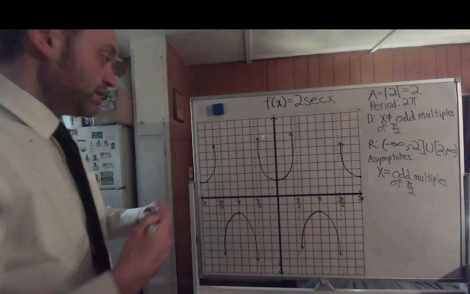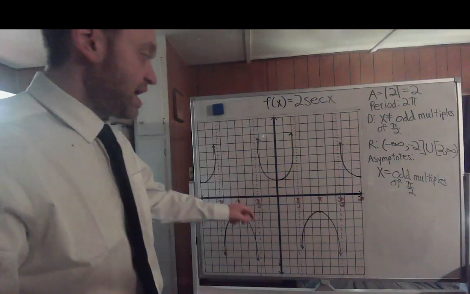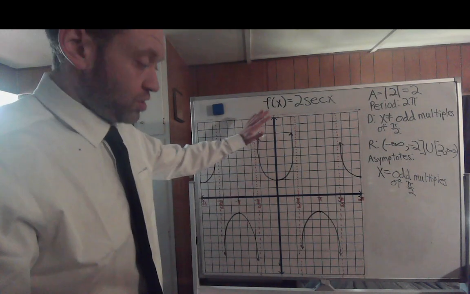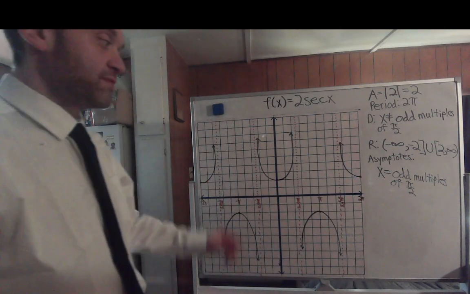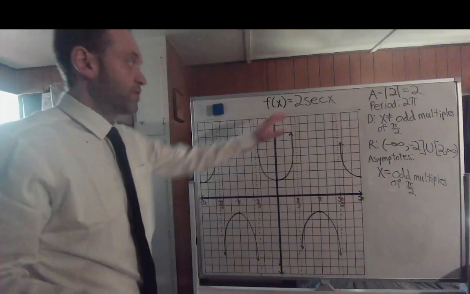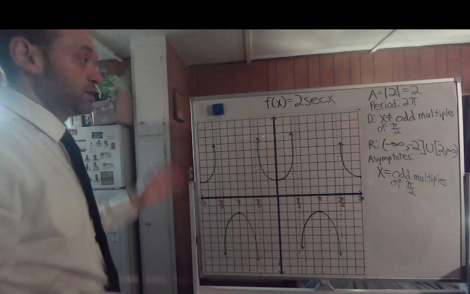So, as you see, there's just a greater gap between the upper curves and the lower curves. There's just a greater gap. That's what this vertical stretching is doing. You have a vertical stretch by a factor of 2.